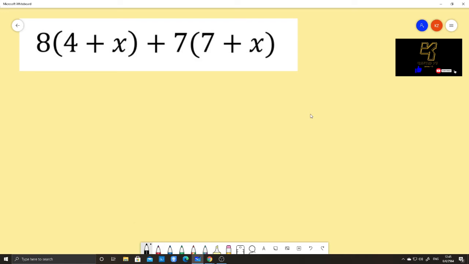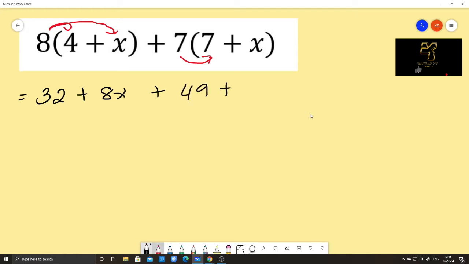Okay, so expanding the brackets. This is multiplication with addition here. First, 8 times 4, so we have 32, plus 8 times x, we have 8x, plus we have 49, plus we have 7x.